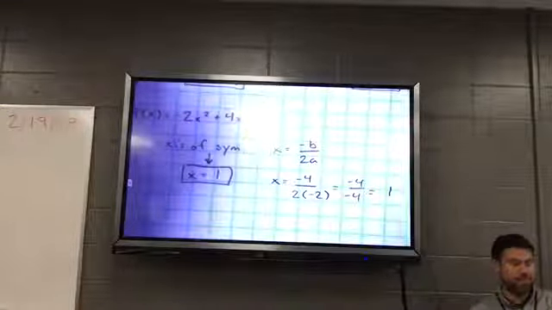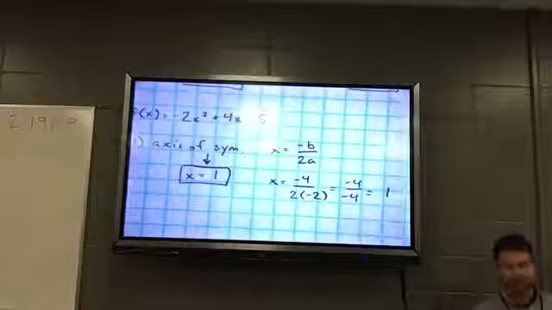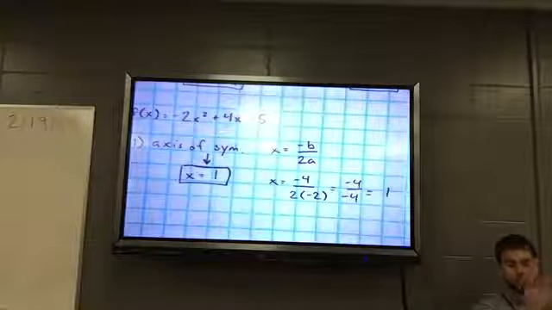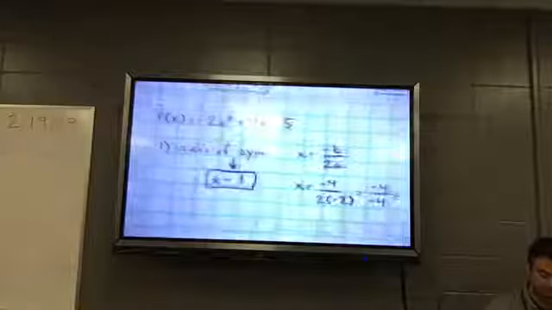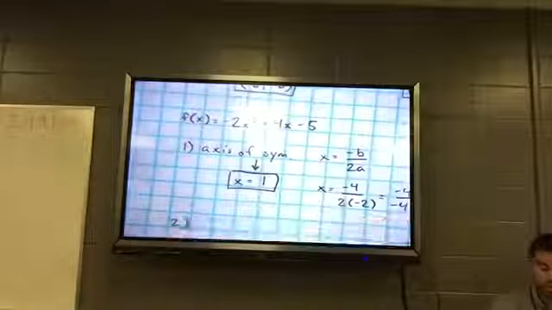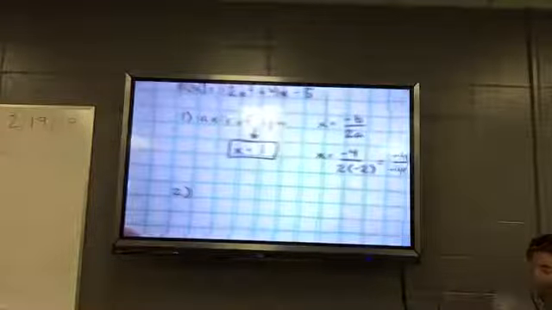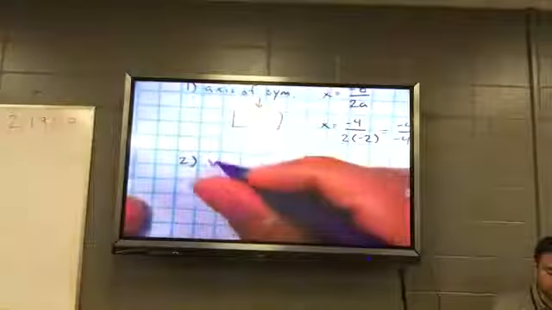Parabola? Same image if you fold it on that axis of symmetry. Good. All right, that's step number 1. Step number 2 is to find the vertex.